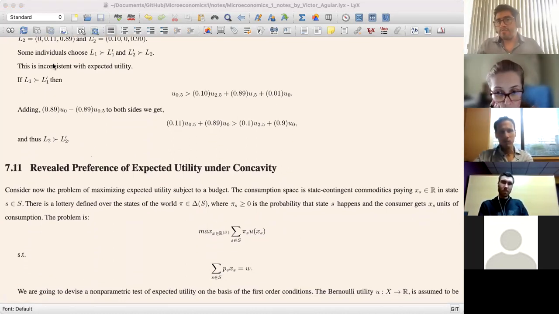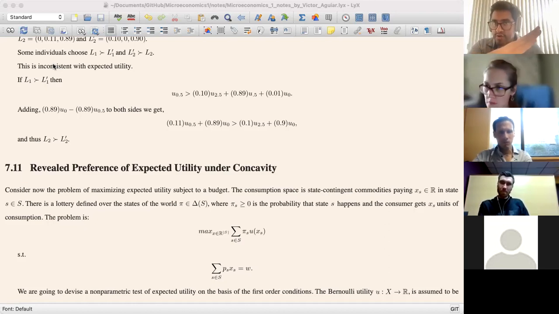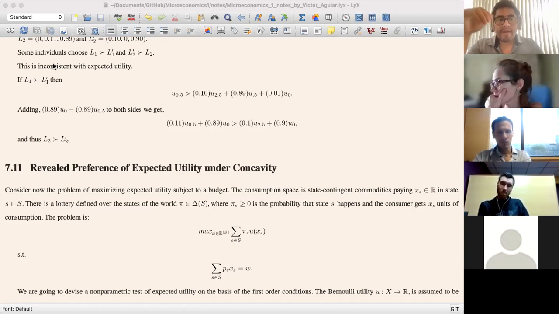So at this stage, we started the expected utility model. We had a simple experiment, but we want to go back to the previous chapter. So the previous chapter was basically maximizing a utility function subject to a budget constraint. So we have to get back to this environment. And this last section is going to be about that.